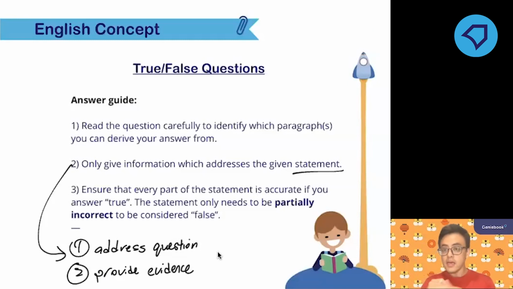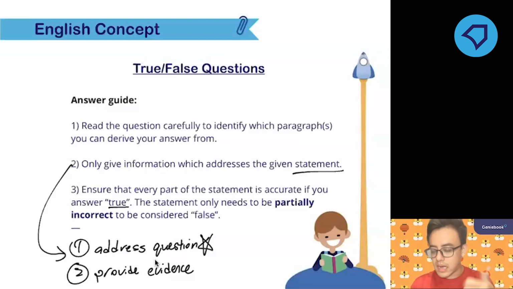Providing evidence is important, but you must first of all address the question. This is the most important. Providing evidence is important, but is of secondary importance. Addressing the question is more important than simply providing evidence. Ensure that when you answer true-false questions, if you answer something to be true, every part of that statement needs to be true.